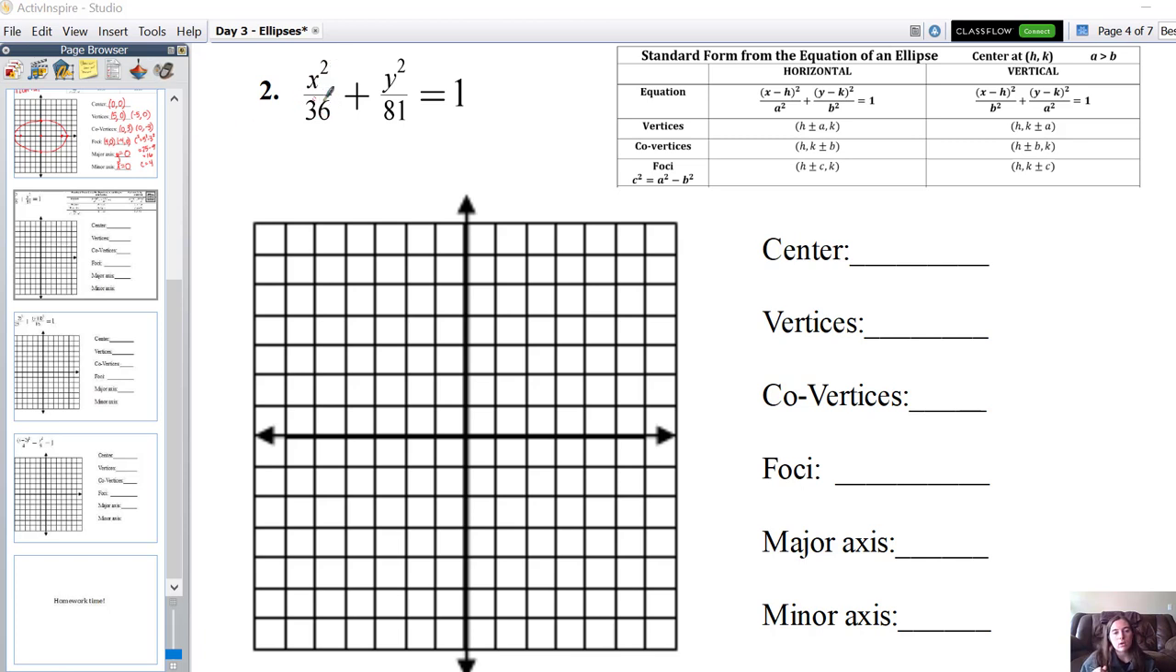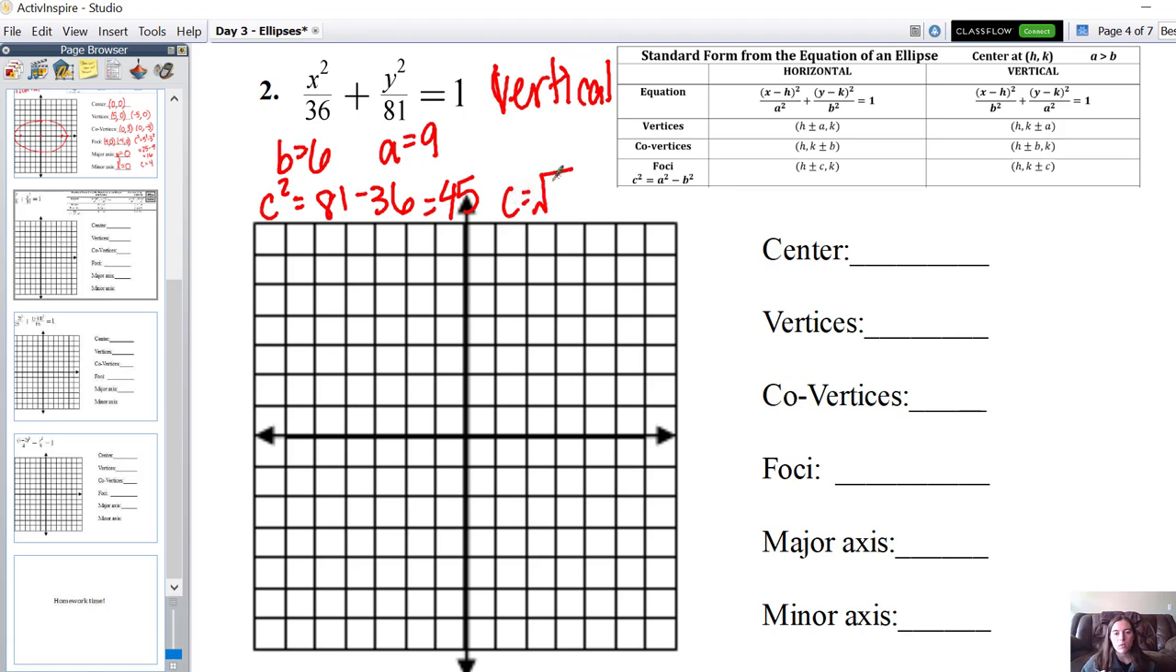Here we've got x squared over 36 plus y squared over 81 equal to 1. In this situation, the bigger denominator is with y, so this one's going to be vertical. Our value of a is 9, the square root of 81. Our value of b, the square root of 36, is 6. Let's go ahead and find c. C squared is a squared minus b squared, which is 45.